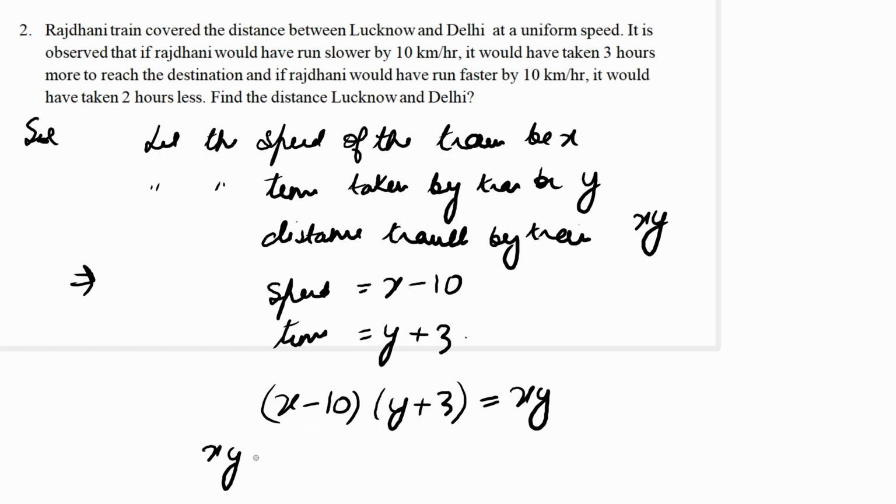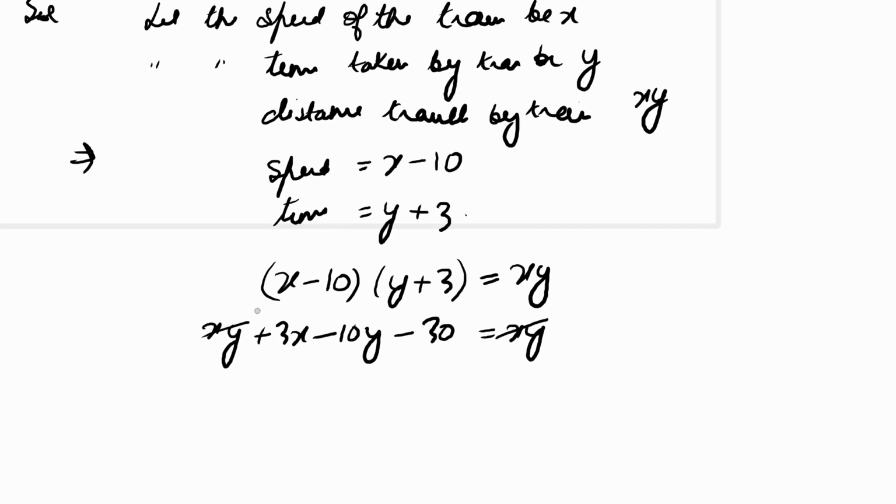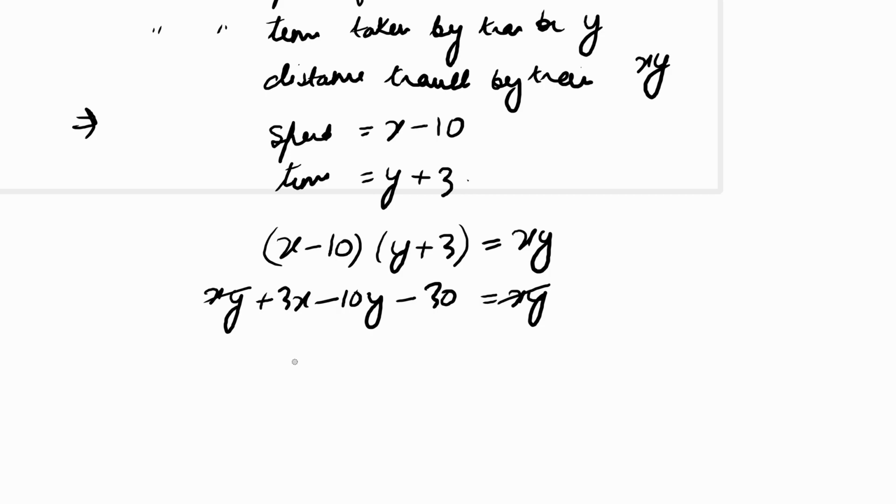I will get xy plus 3x minus 10y minus 30 is equal to xy. Now this xy and this xy will cancel out. What can we say? We can say 3x minus 10y is equal to 30. This is the first equation. Okay. Now let's look at the second equation.